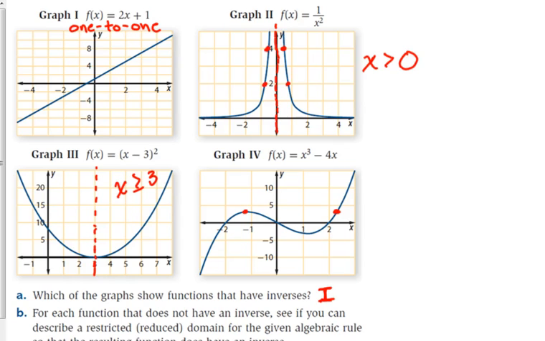Now, we cannot do the same thing to graph number 4 because it doesn't have that kind of symmetry. If we attempted to cut it down the middle, we would be missing the detail of this part of the graph. So we cannot restrict the domain on number 4 to fix the problem.